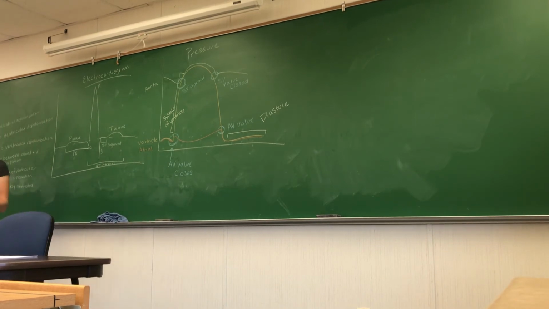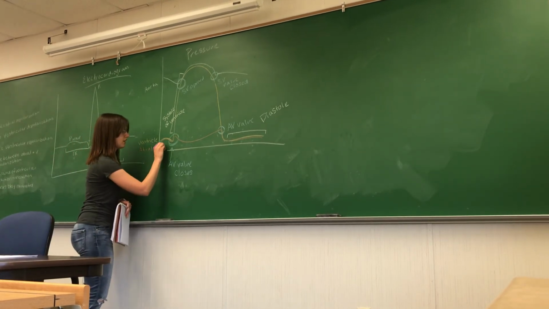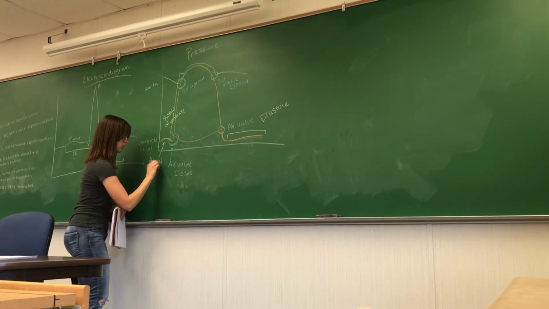Yeah. So those are your two graphs basically. And then this right here, this little hump, would be atrial systole.